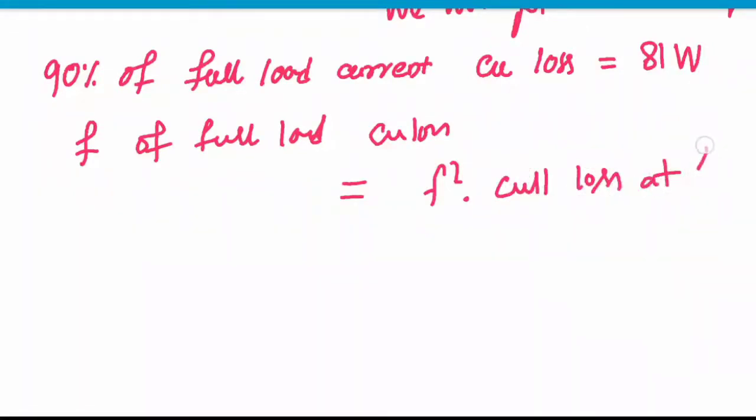That means if copper loss at full load is suppose 100 watt, then at fraction of full load, that means suppose 80% of full load, the copper loss will be 0.8 whole square into 100. This is the thing. So here we have to find out what is the copper loss at full load.